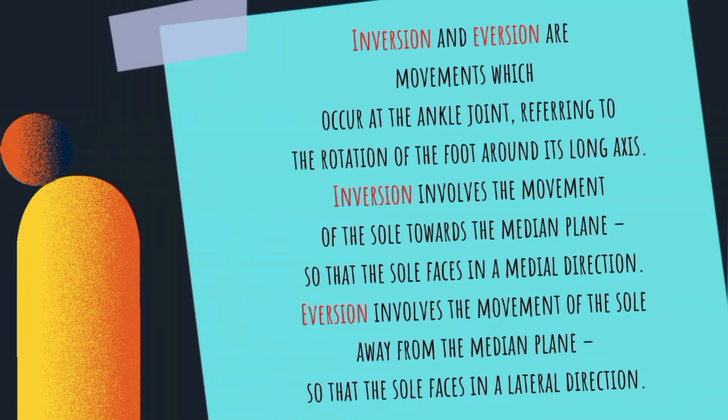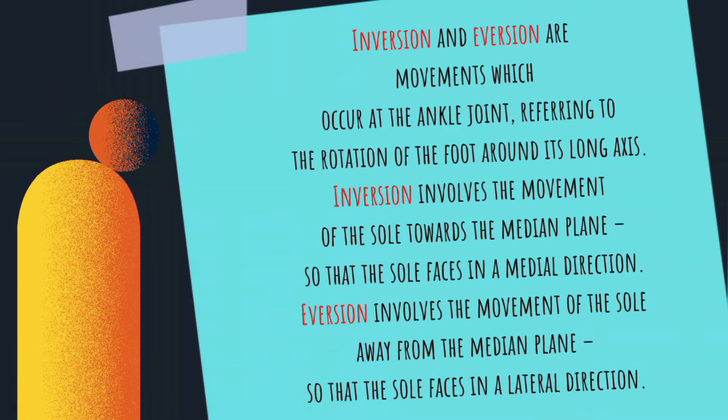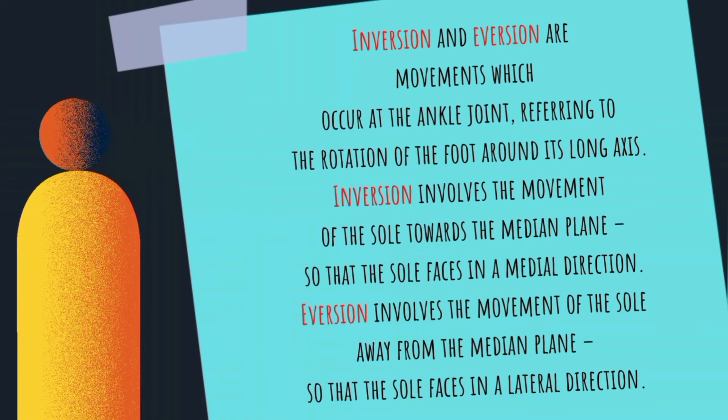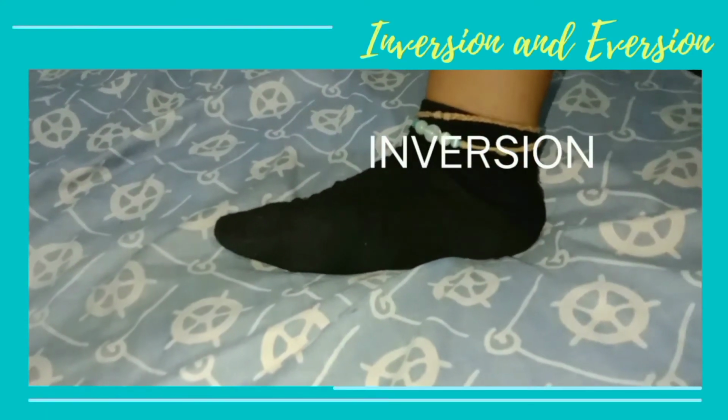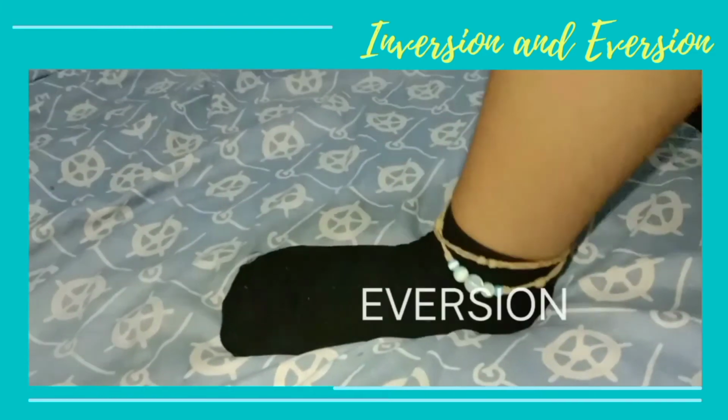Inversion and eversion are movements which occur at the ankle joint, referring to the rotation of the foot around its long axis. Inversion involves the movement of the sole towards the median plane so that the sole faces in a medial direction. Eversion involves the movement of the soles away from the median plane so that the sole faces in the lateral direction.